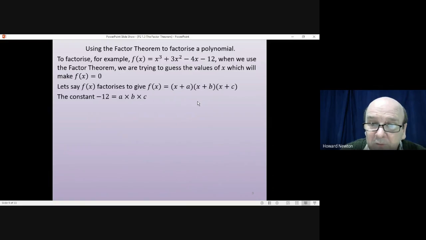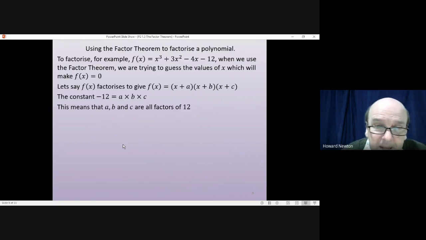Well, the minus 12 comes when we multiply the 3 constants together. So when we do a from this bracket times b from the second one times c from the third one, that's what gives us the minus 12. So minus 12 will equal a times b times c, which means that a, b, and c have to be factors of 12. So when we guess numbers and we hope to get 0 for the answer, we don't just guess any number. We need to guess numbers that are factors of 12.